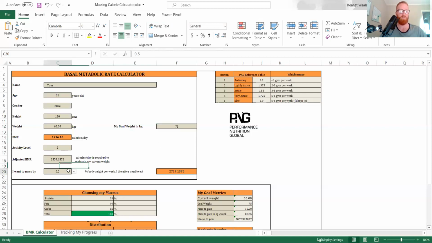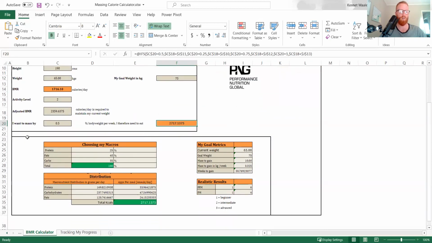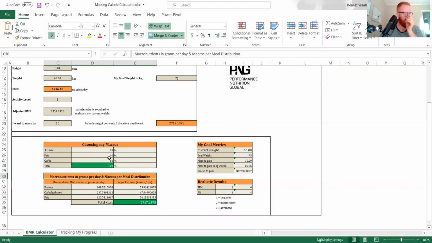And then he chose that he needs to mass with 0.5% of body weight per week, which means that he needs to now eat a minimum of 2,700 calories every single day in order to get to that point. The next thing Tom needs to do now is to look at the choosing my macros here, okay? So what that means is that he can now choose the percentage protein, fats, and carbs.